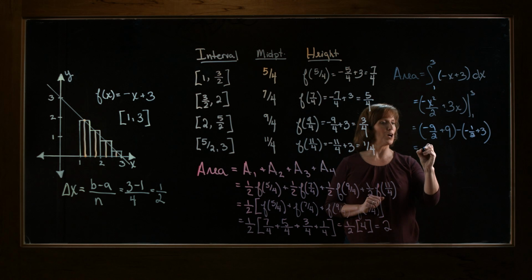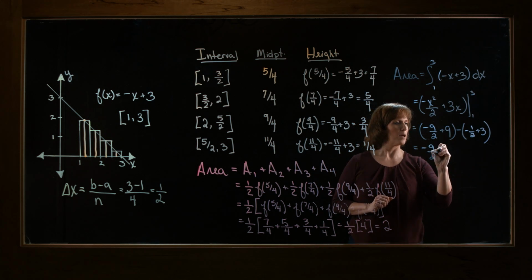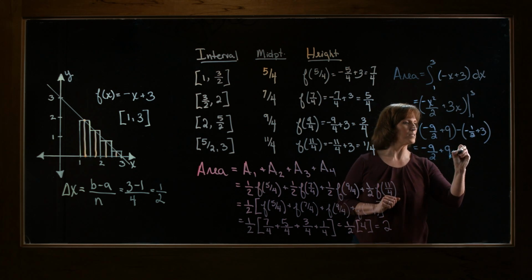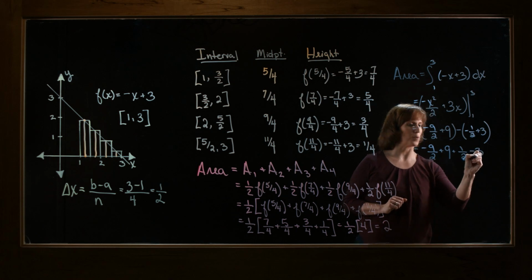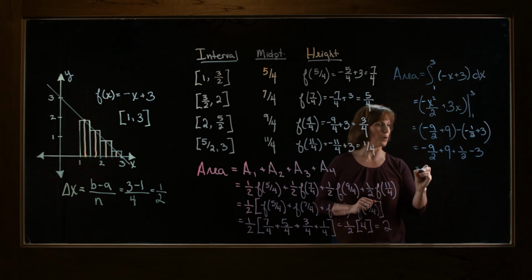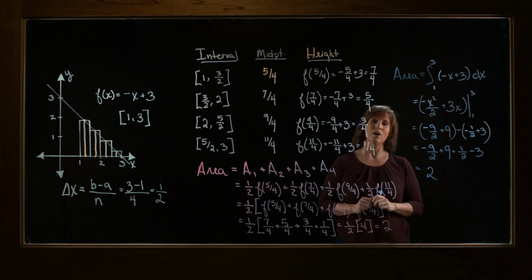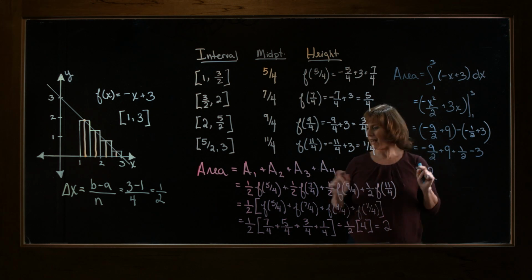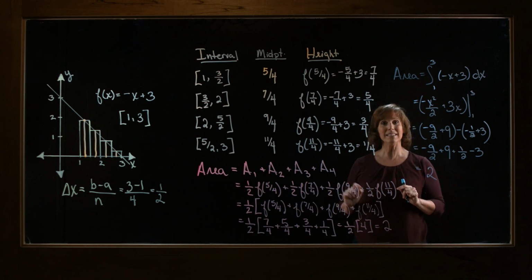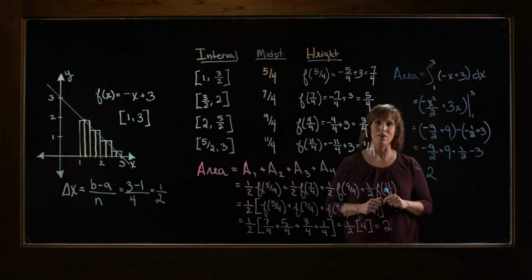All right, so for a total, I have minus 9/2 plus 9 plus 1/2 minus 3. And that gives me a total of 2. Notice that in this case, my approximation really did equal the exact area under the curve.